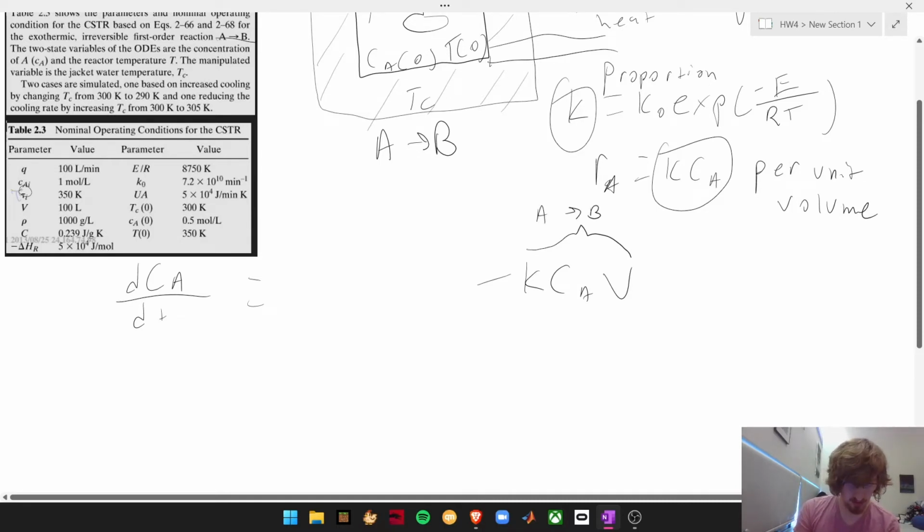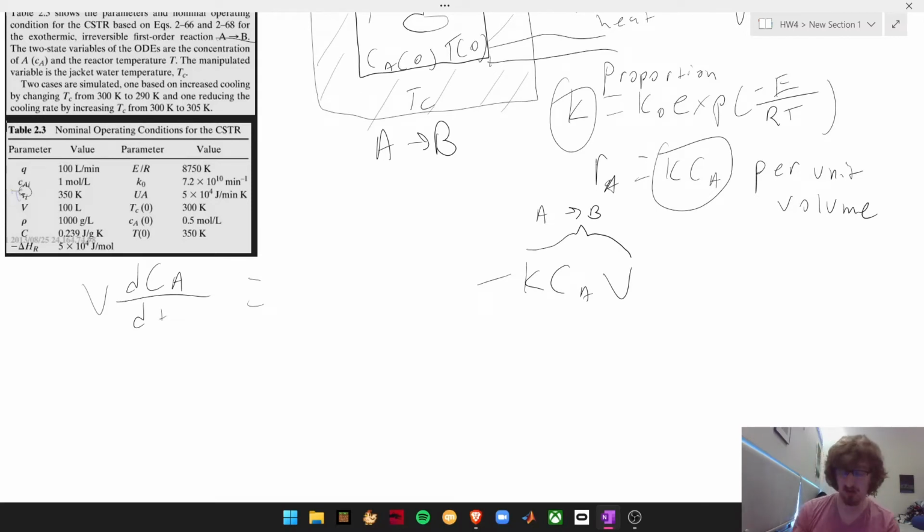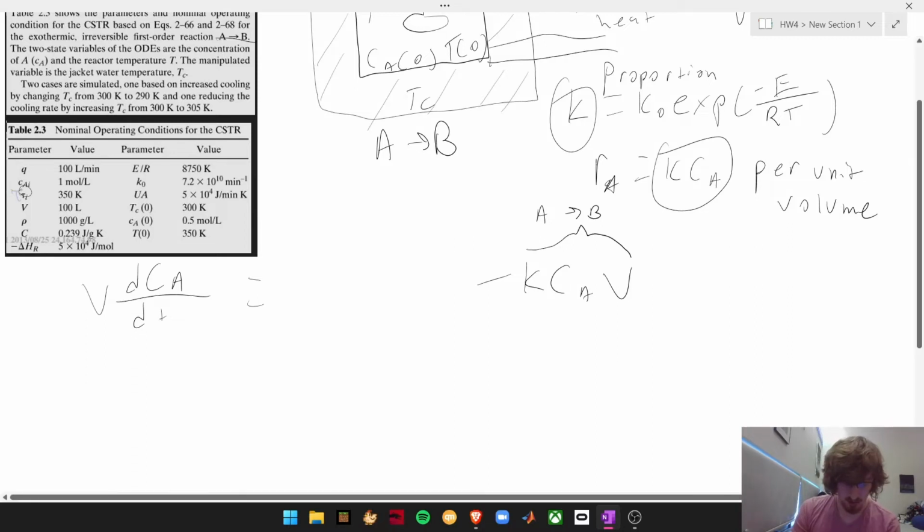And then, since again we're talking about accumulation, we'll just multiply the left side by our volume, and that'll give us the total amount of A in the system, or the change in A in the system, I should say. And then we're also going to have the amount that is coming in and leaving. So we're going to have Q times CA in minus Q times CA out.